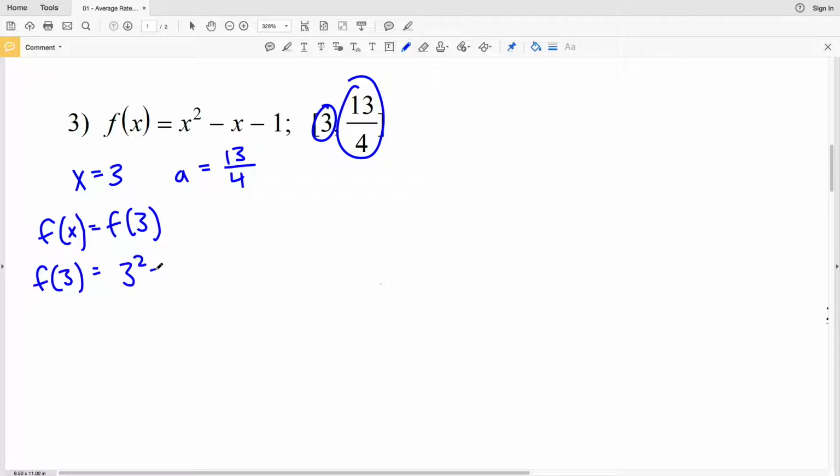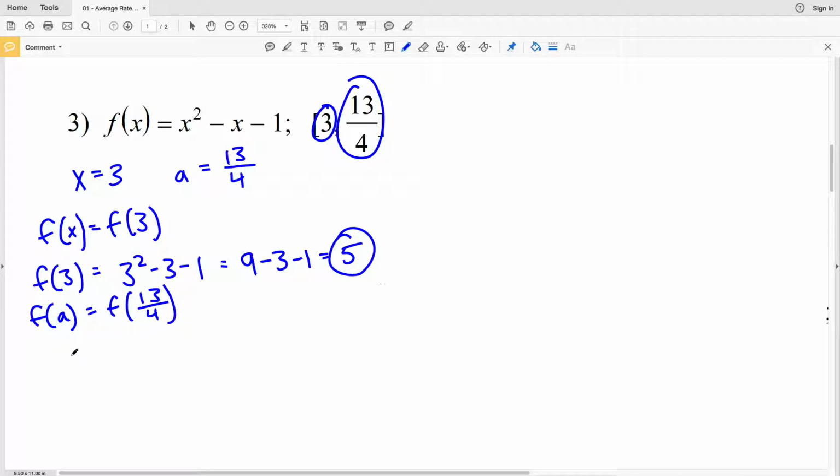So that will be 3 squared minus 3 minus 1, which will equal 9 minus 3 minus 1, which is 9, minus 3 is 6, minus 1 will be a positive 5. So f of 3 is a positive 5. Now let's look at f of a. F of a is going to be equal to f of 13/4. So we're going to plug 13/4 in for x in that equation. So f of 13/4 is equal to 13/4 squared minus 13/4 minus 1.